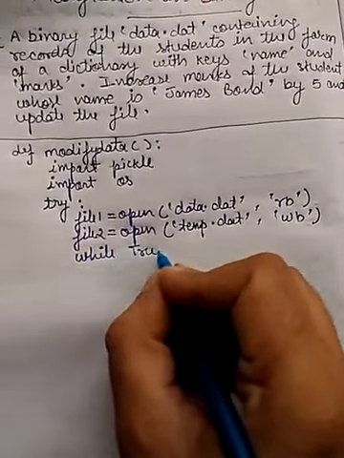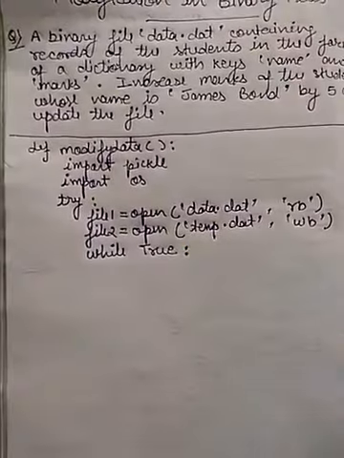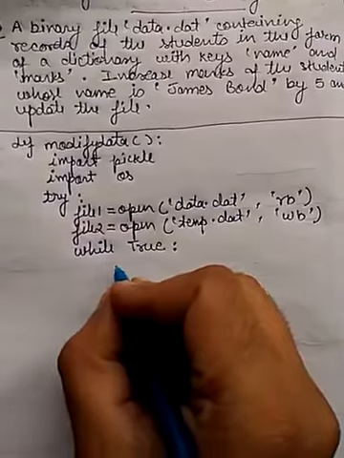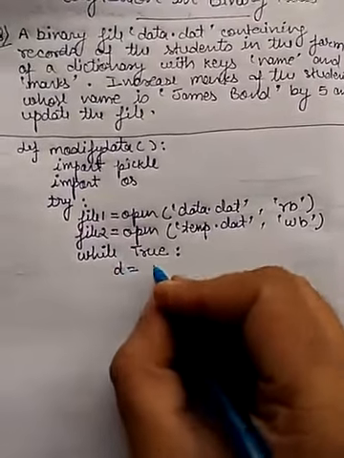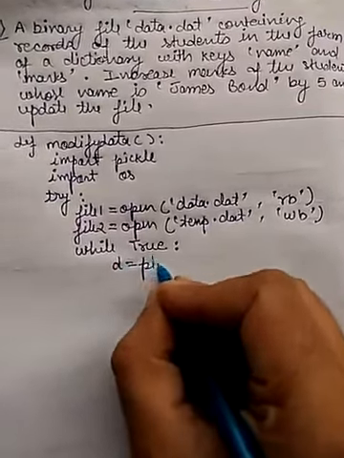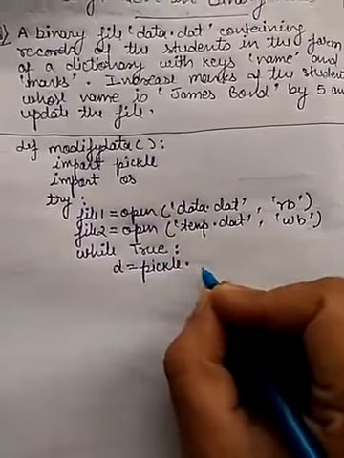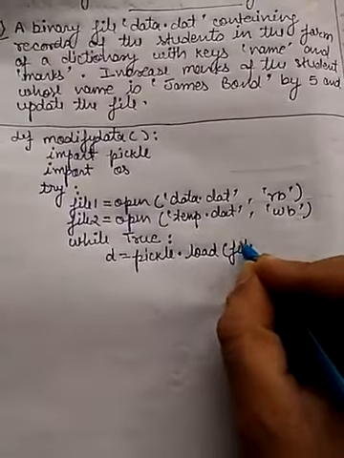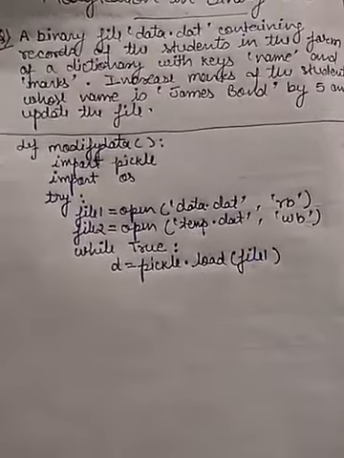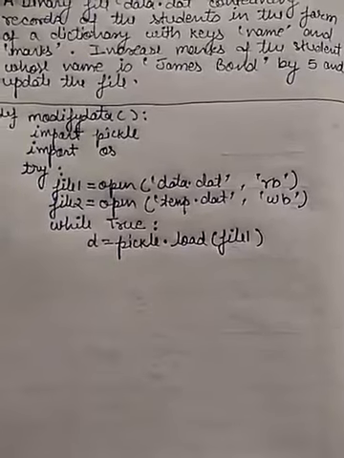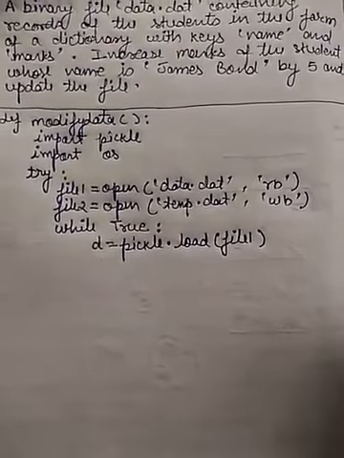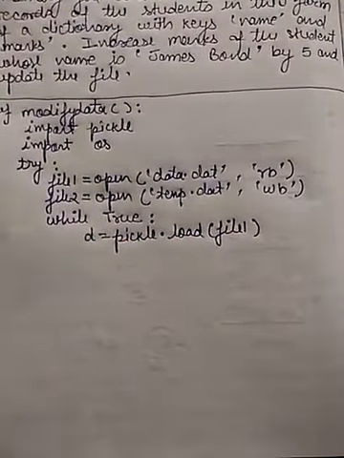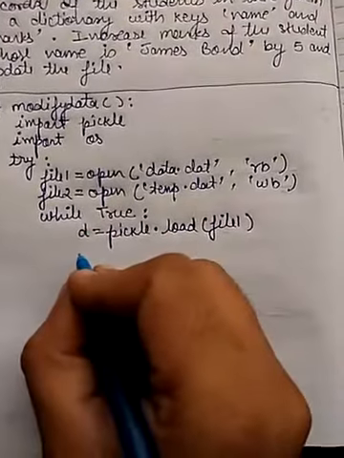While True, we have to load the data from file1. So I am taking a dictionary over here, let us say D, in which pickle.load(file1). So from file1 we have loaded the data. Now we have to check whether the name of the person which is loaded in the dictionary D is James Bond or not.